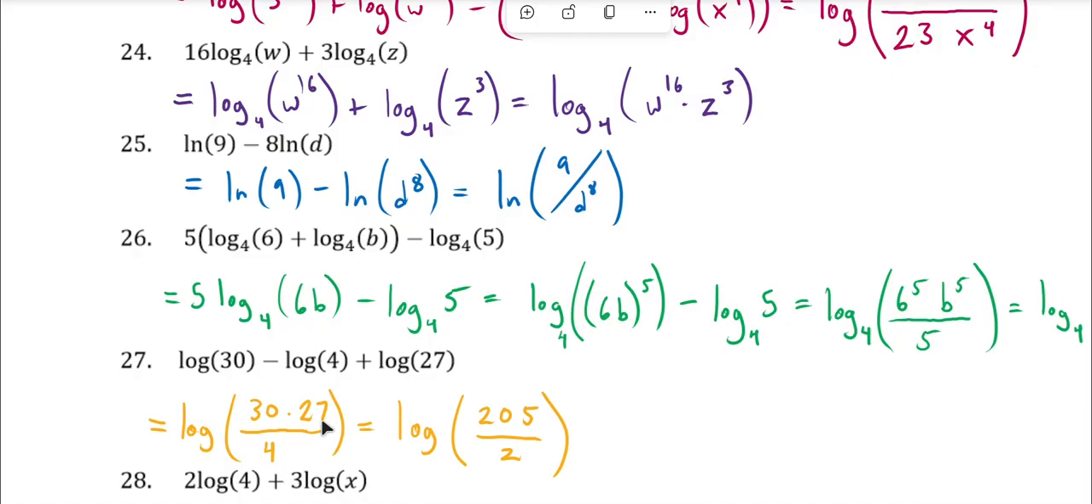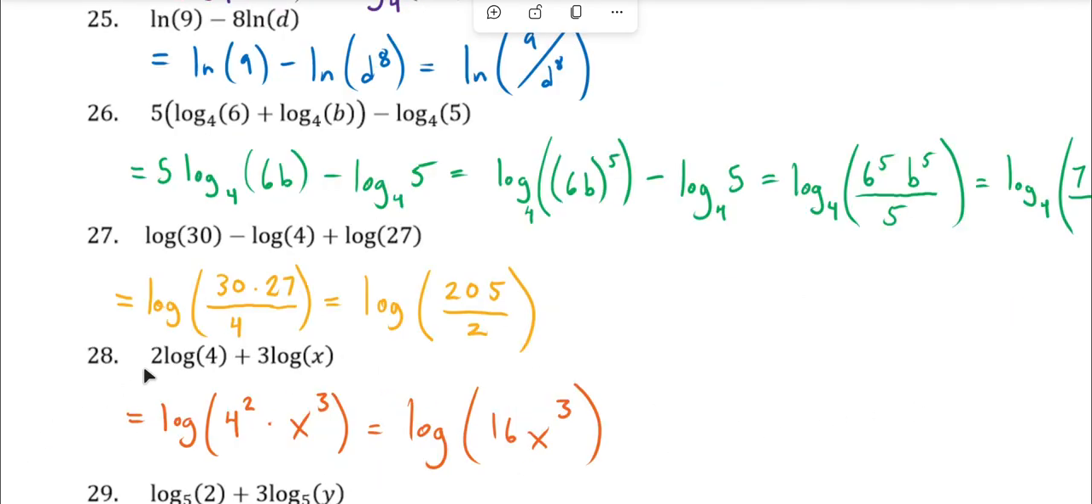Now, we could evaluate these. They're all just numbers, and they do, in fact, simplify to 205 over 2. Next one, bringing our powers inside, we have 4 to the 2 and x to the third. And we are adding them, so I'm just going to multiply these two terms together. I'm starting to skip steps, but I think you can see how you can really just apply these rules one after the other in order to get the following.